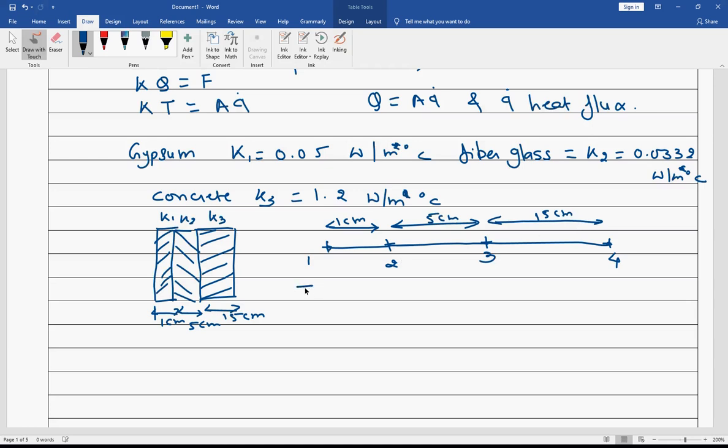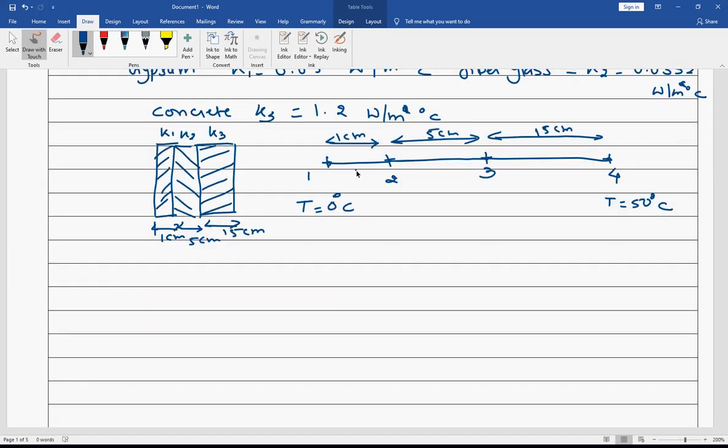Now let's assume temperature at this location is 0 degree Celsius, and at this location 50 degree Celsius. So at node 1 and node 4 temperatures are given, and we want to find the temperature distribution and the net heat transfer. That is the objective. So this is quite clear. I can call this element 1, this element 2, and this element 3.